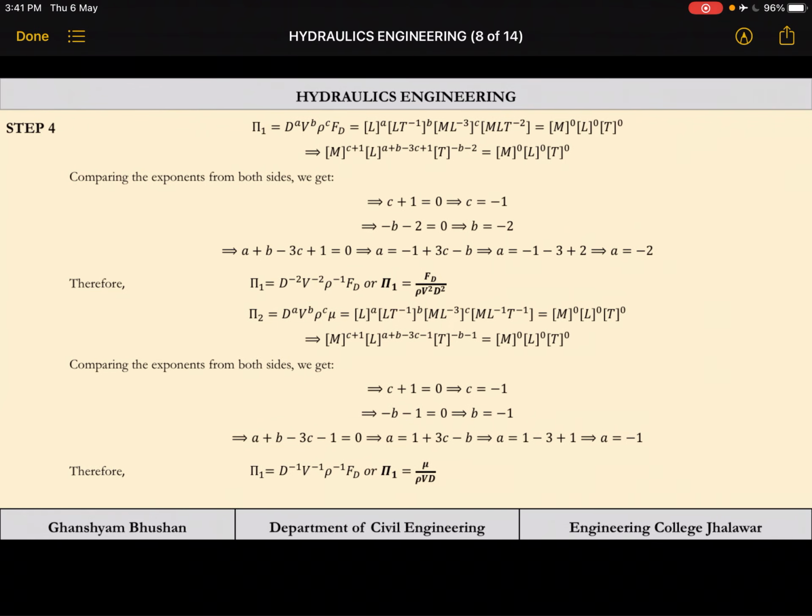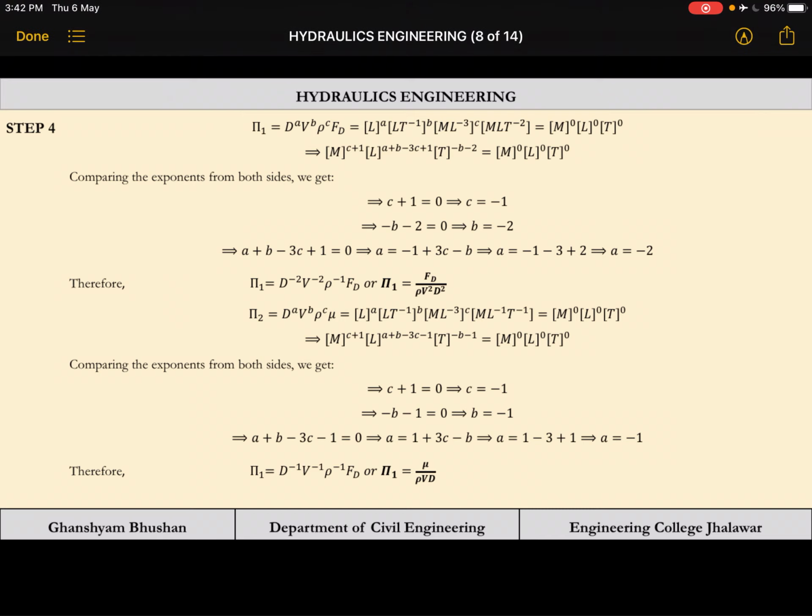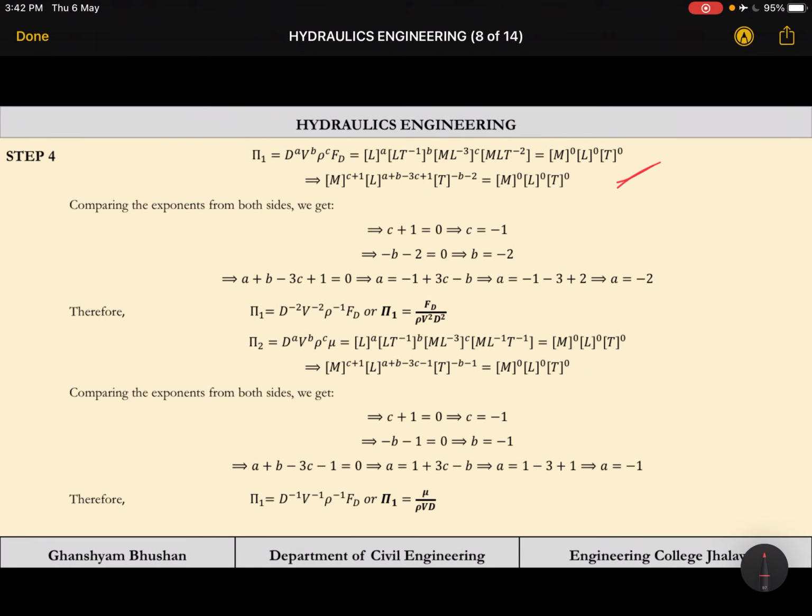Now let us see how we are going to solve. Pi 1 will have the repeating variables, meaning in any number of pi groups these variables are going to repeat. So pi 1 and pi 2 both will have d, v, and rho as their repeating variables. Now we have to choose the other 2 parameters. In pi 1 we will take fd, and in pi 2 we will take mu. After this nothing else is there. We write the dimensions L, LT to the minus 1, ML to the minus 3, club this with force, and equate it with the pi group dimensions, that is M0, L0, T0.